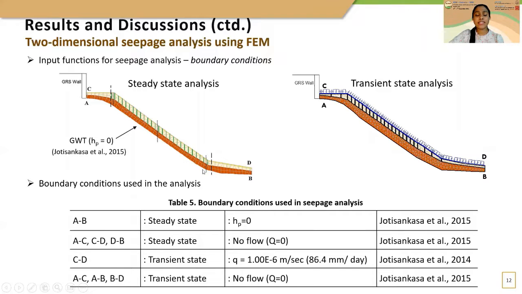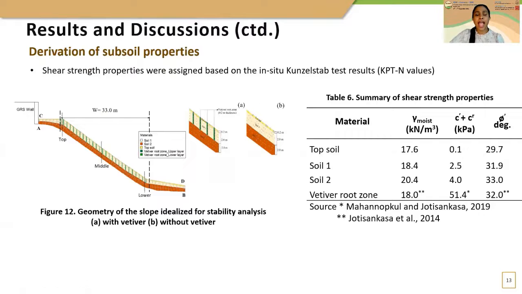For the steady state analysis, I assigned the groundwater table under the soil 2 by giving the pressure head equals to 0. And for the transient state analysis, I gave a rainfall of 86.4 mm per day based on the Jotisankasa et al. 2014 research. And this slide shows the derivation of the subsoil properties.